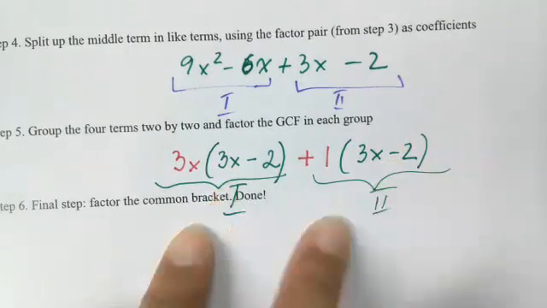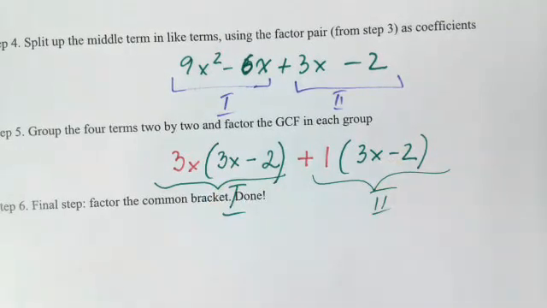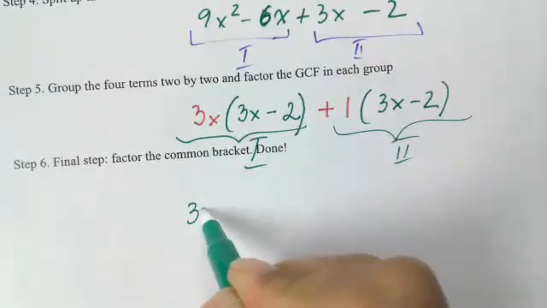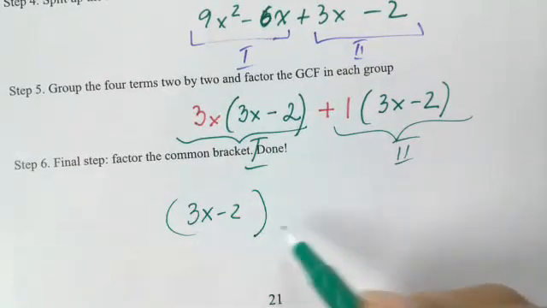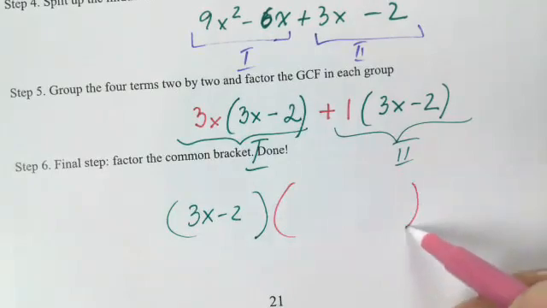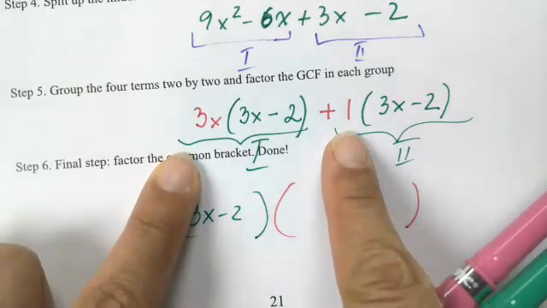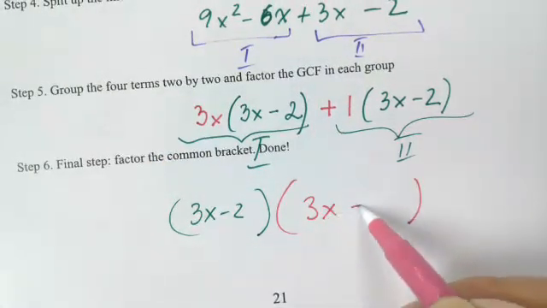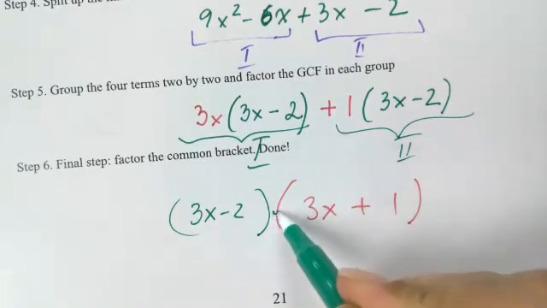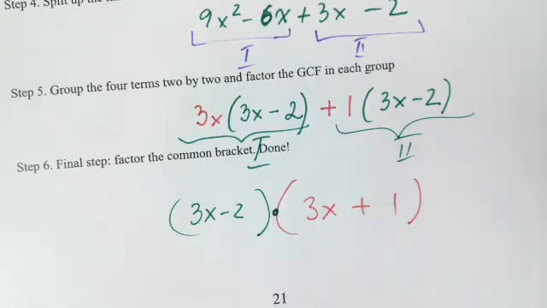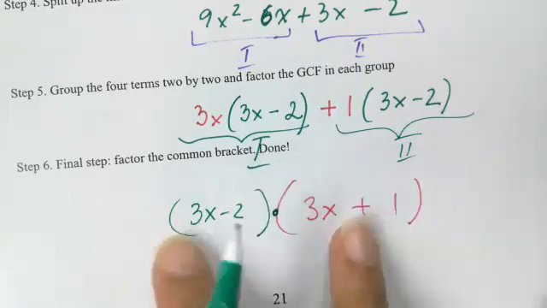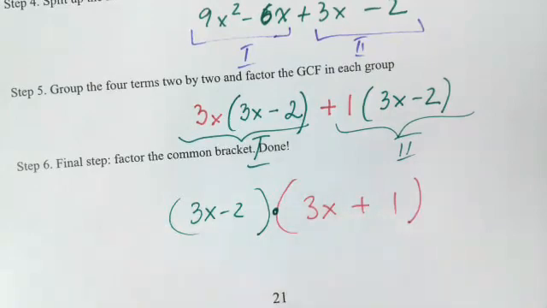So now this one comes in front as a common factor, this green bracket, 3x minus 2. And what goes in the second bracket are these pink ones, 3x plus 1. Notice how we have two binomials that are multiplied. So we went from addition and subtraction of terms to a multiplication, in this case, of two binomials.